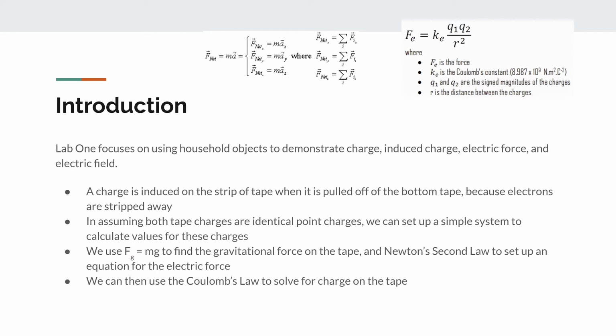Then we can use the concept of gravitational force and Newton's second law to set Fg equal to Fe, because the only two forces acting on the upper tape are the electric force and the gravitational force, and they act in opposite directions. So using Newton's law, we can set those two equal to each other. We can then use Coulomb's law to solve for the charge on the tape, where Fe equals the electric constant times q squared, because the charge is identical, divided by the distance squared.